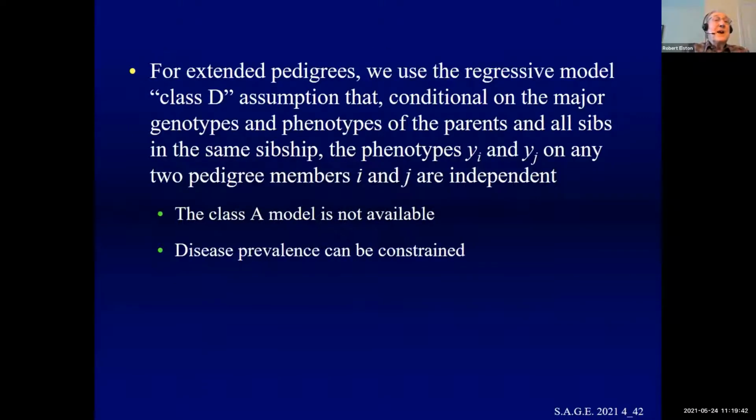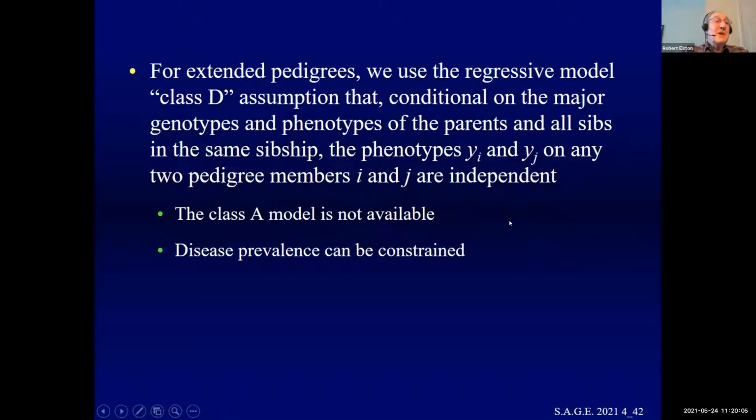So for extended pedigrees, we use the regressive model class D assumption that, conditional on the major genotypes or phenotypes of the parents and all sibs in the sibship, the phenotypes Y_i and Y_j on any two pedigree members are independent.